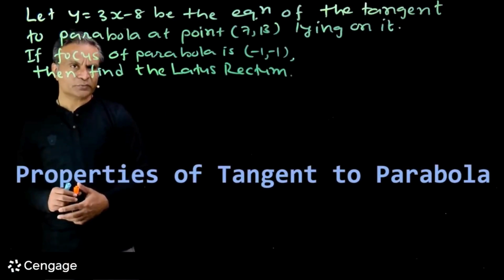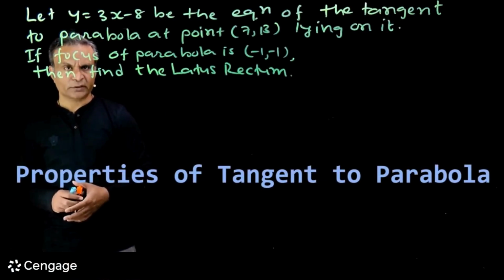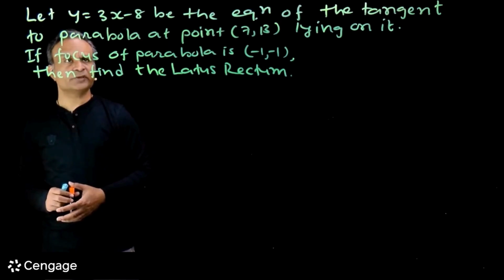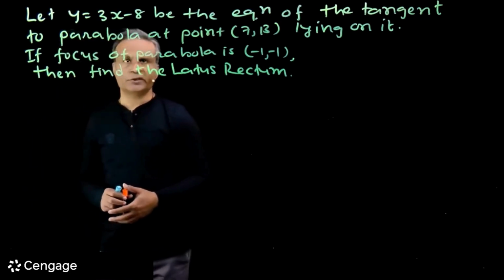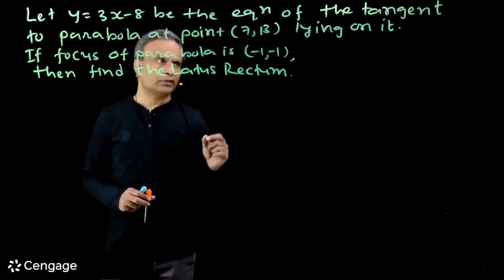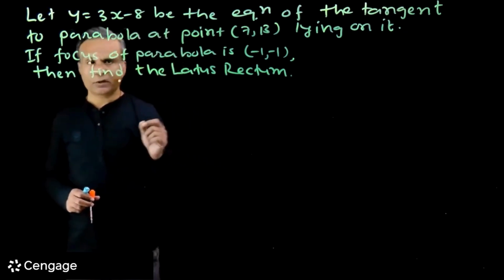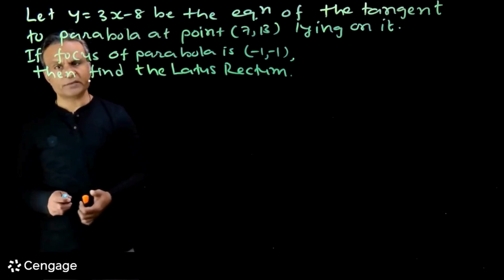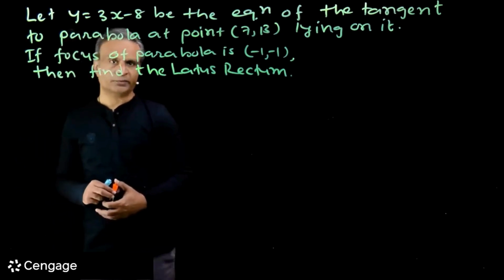Okay, let's have some questions based on properties of tangent. Here is a question. Let y is equal to 3x minus 8 be the equation of the tangent to a parabola at point (7, 13) lying on it. If the focus of the parabola is (-1, -1), then find the latus rectum.